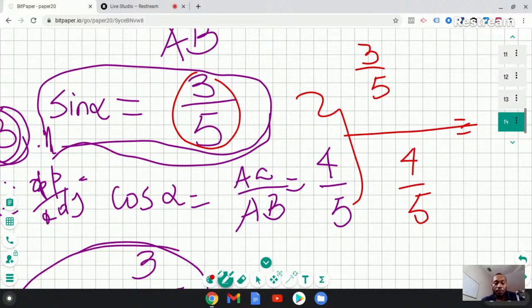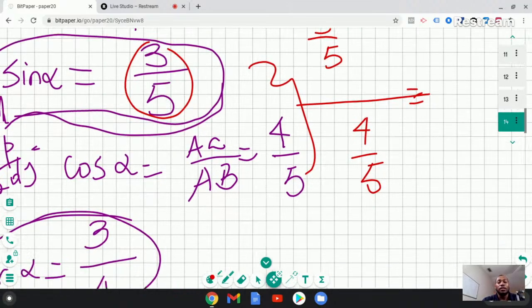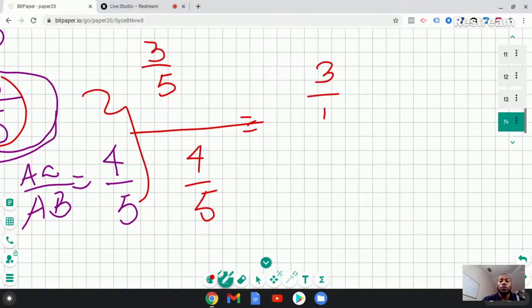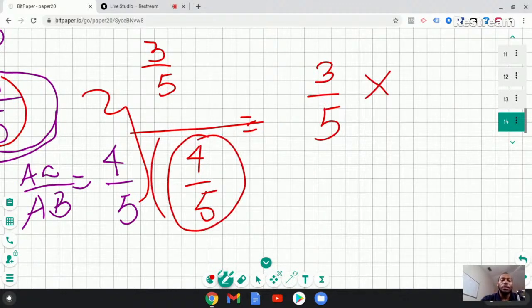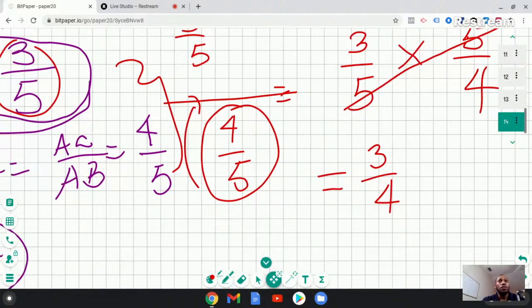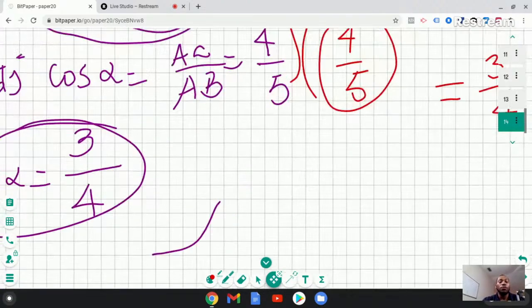So now 3 over 5 divided by 4 over 5. We have a fraction divided by another fraction. It's the first fraction multiplied by the second fraction inverted, so the reciprocal of the second fraction, 5 over 4. So the 5 is gone, and what you're left with is 3 over 4, which should be the same answer that we had here, 3 over 4.